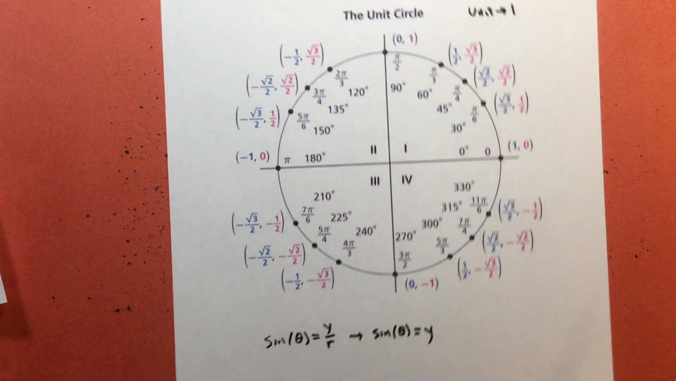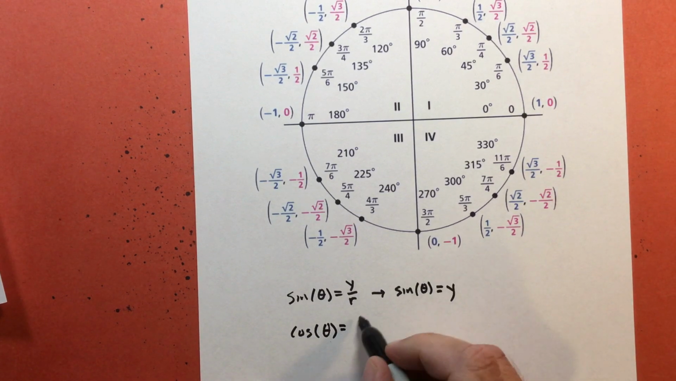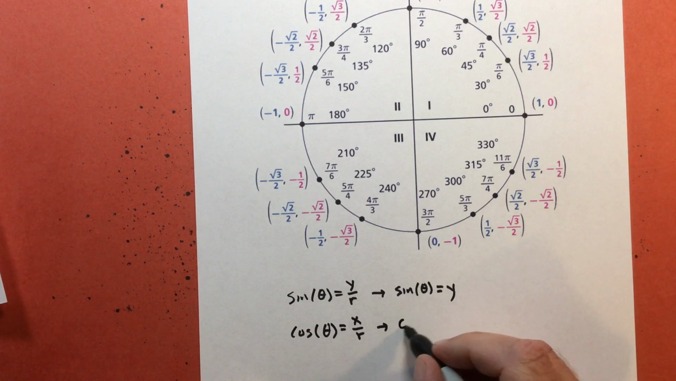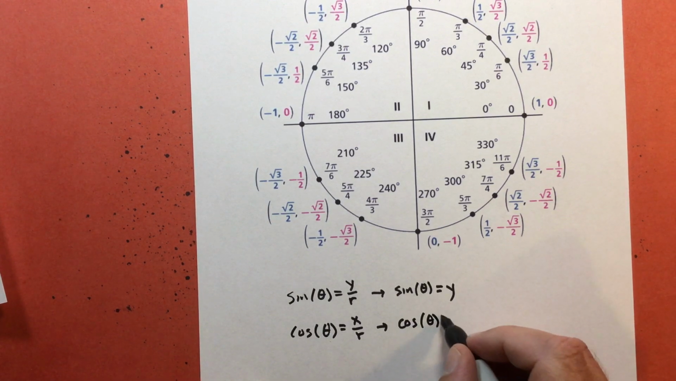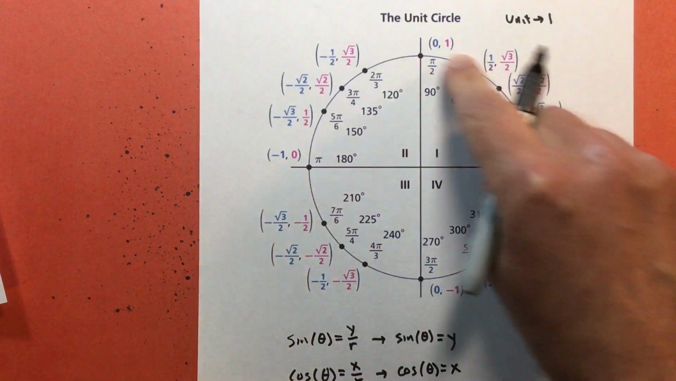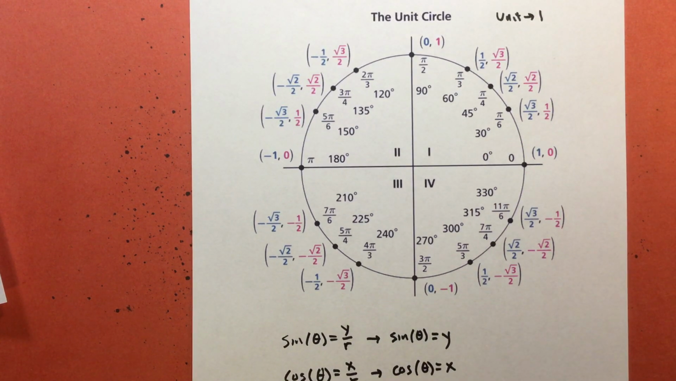Using that same idea, the cosine of each angle is going to be x over r, but of course again r equals 1. So the cosine of any angle theta is just going to be the x. So all of the x coordinates all the way around are the cosine of the angle that it's next to. The unit circle gives me the sine and the cosine just through the x and the y. Not in that order. Gives me the sine which goes with the y and the cosine which goes with the x.